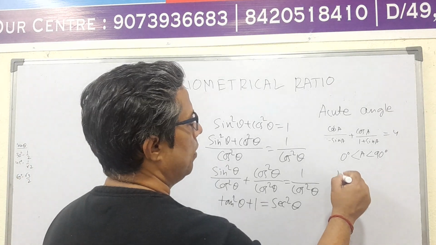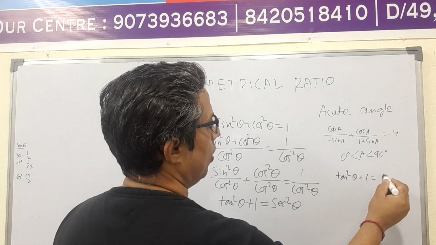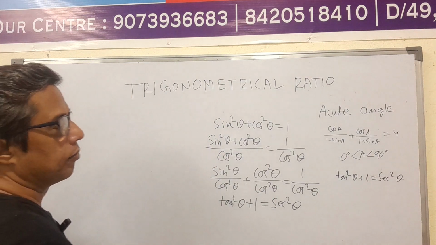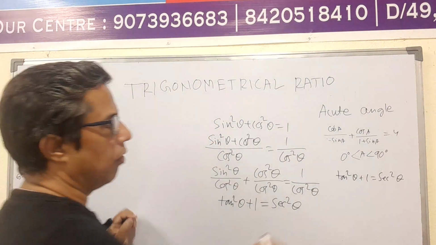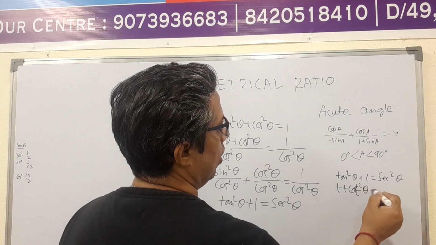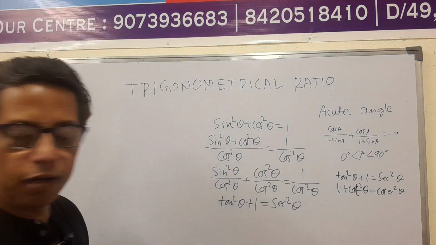Now let me just keep these things. Now I am going to solve a few of the identities. So we got this and we received 1 plus cot square theta is equal to cosec square theta. Now let's start.